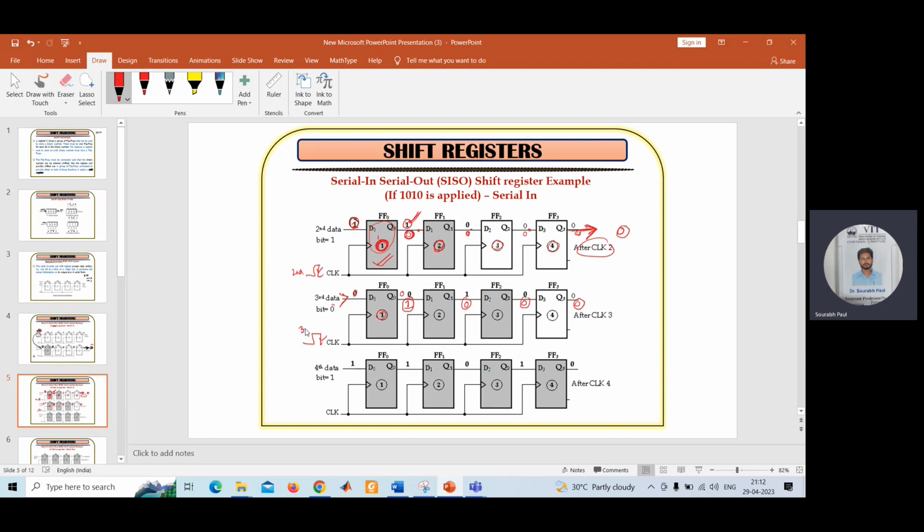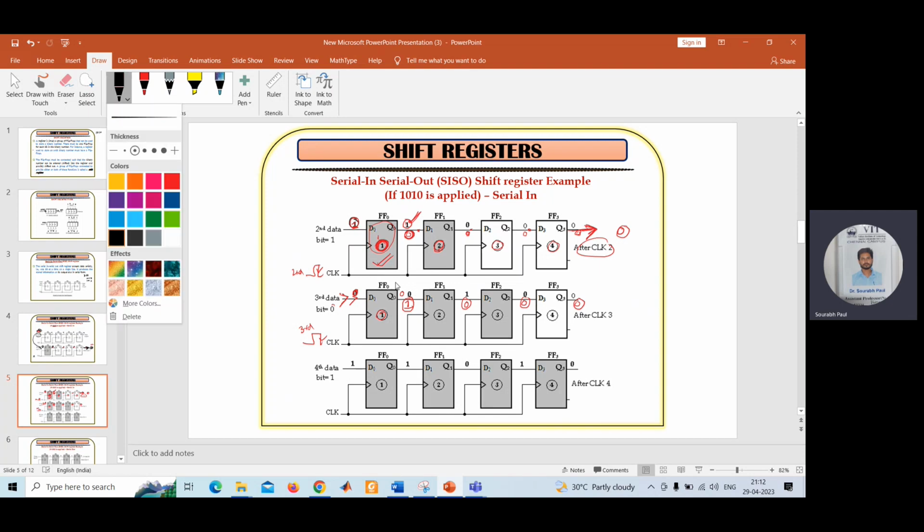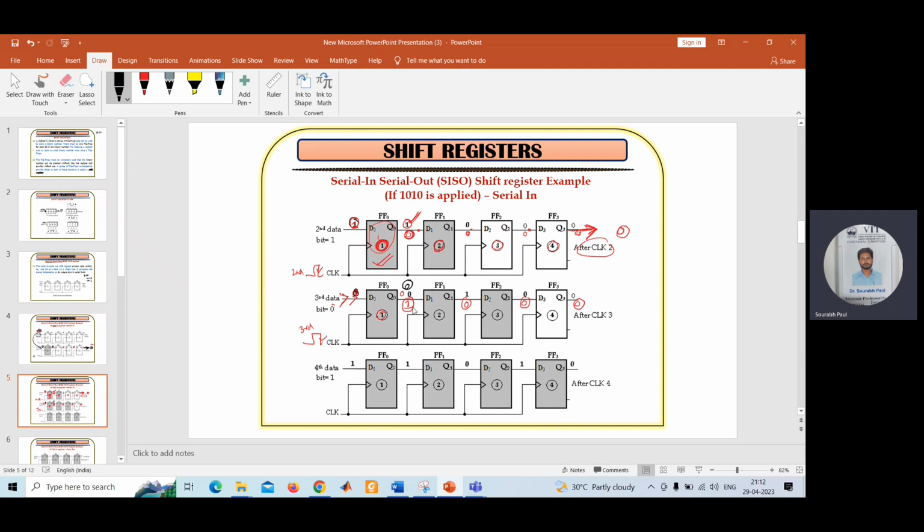Now, after applying the clock for the third time and inputting 0 at this input terminal, what will be the output? As the input is 0, the output will also be 0. As the previous output is 1, the next output for the second flip flop will be 1. For the third flip flop, the previous input is 0, so the output will also be 0. Now come to the fourth flip flop. You see in red color it is shown 0. As 0 is there at the input of D3, you will get 0 at the output of the fourth flip flop. This is the principle of D flip flop: if the input is 0, the output is also 0. So after the third clock also you are getting 0.